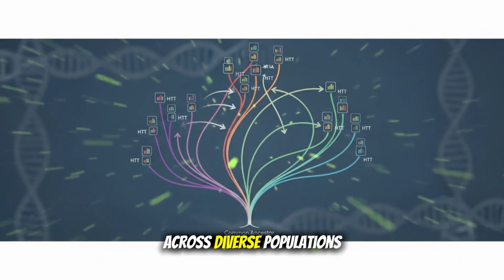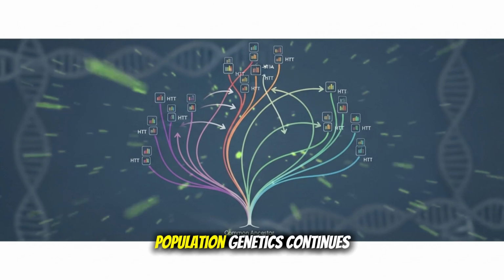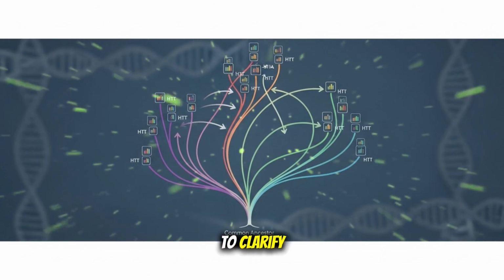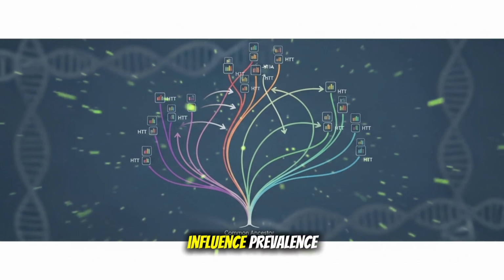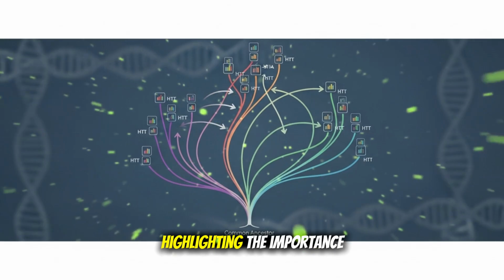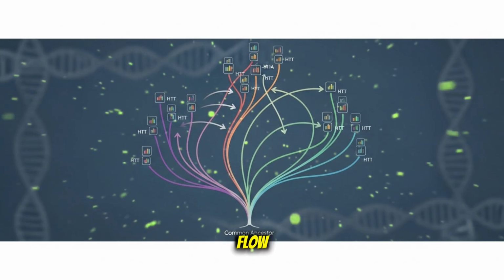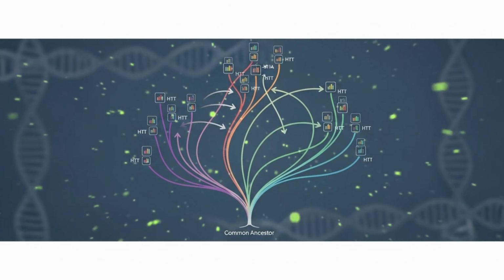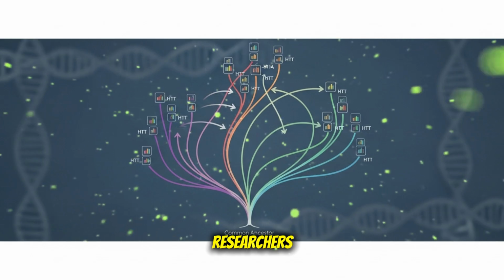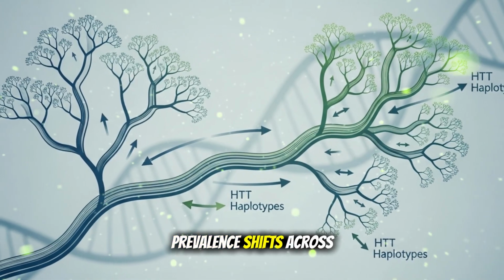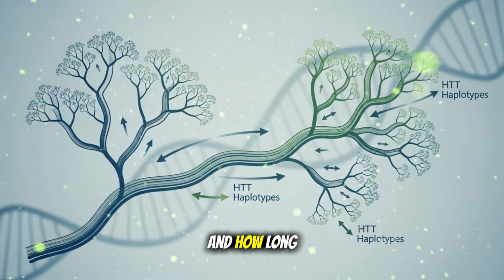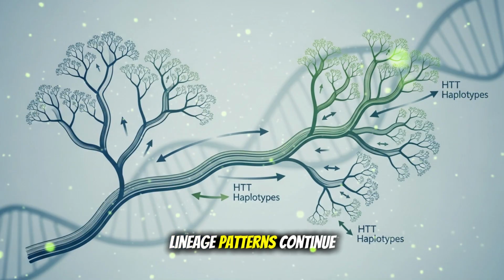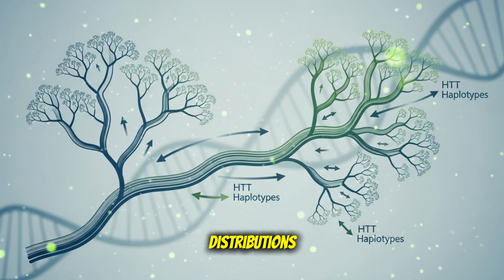Population genetics continues to clarify how different ancestries influence prevalence, highlighting the importance of historical gene flow and demographic structures. These insights allow researchers to understand why prevalence shifts across regions and how long-term lineage patterns continue to shape modern distributions.